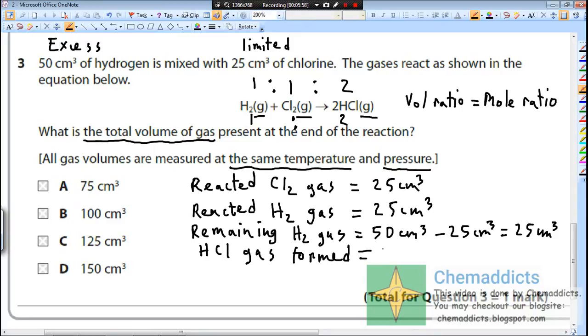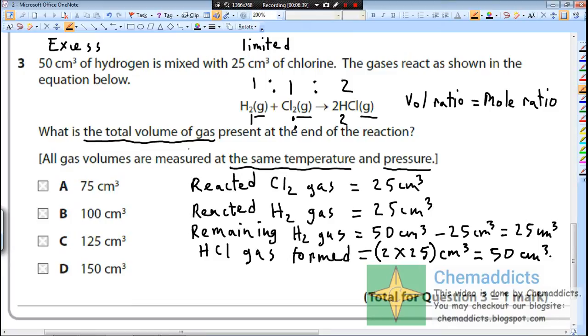Okay, so the HCl gas formed here is, I hope that you know the calculation, I'm just reviewing it. Twice the value of 25 cm cube, which will give us 50 cm cube. Okay, so if we double 25, we're gonna get 50 cm cube. Now in this question they didn't ask how much HCl is formed. They have asked us to find the total volume of gas present.